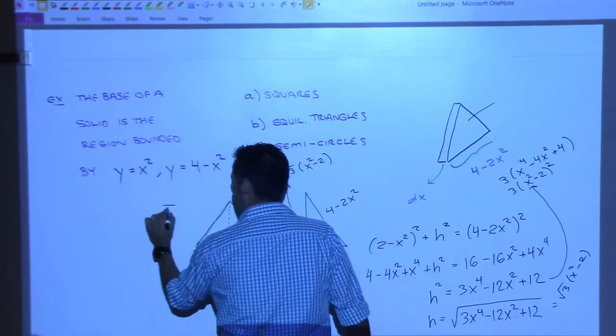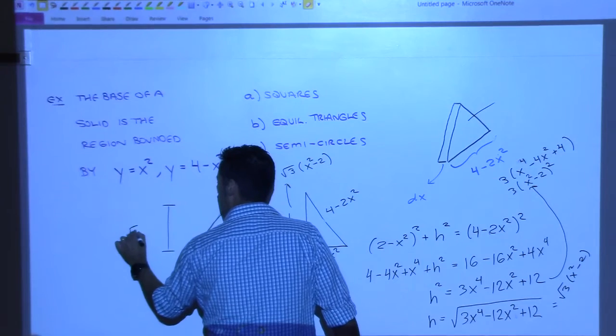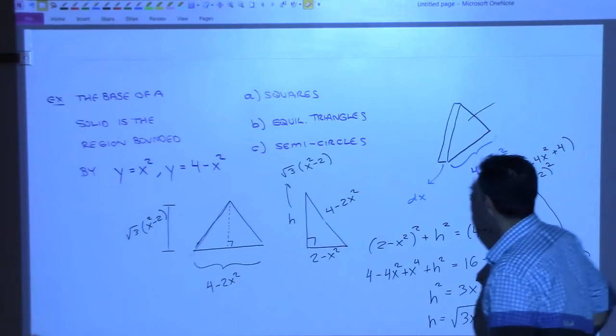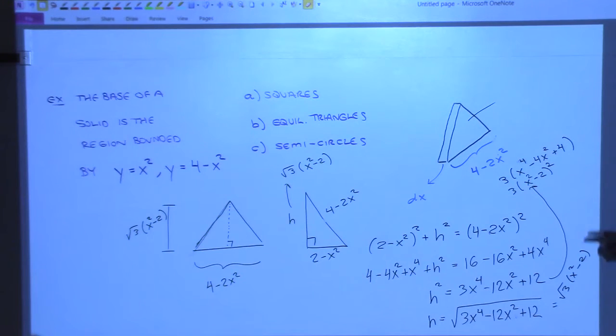So this right here was root 3 times x squared minus 2, like that. And it was x squared minus 2, right? Yeah. X squared minus 2 squared. But we took the square root because this was h squared. H was the root of that, right? So I took the root of this, and that's where I got this.